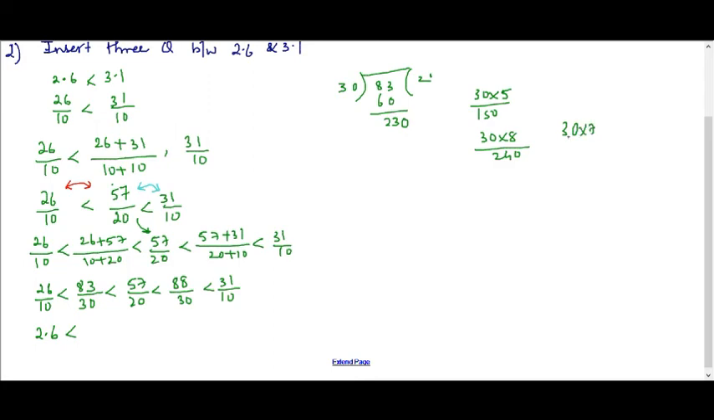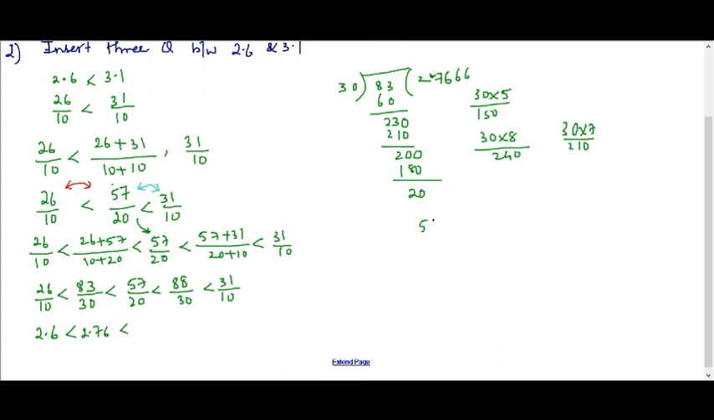30 into 7, 7 3s are 21, 210. 20 left. Point is already there, so I can write 0 here. 2.3, 6 3s are 18, 180. So 20 left. So it repeats now. Correct? So I can write this as 2.76 for now.